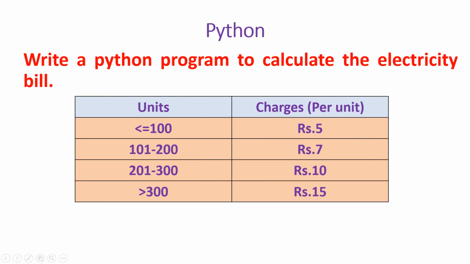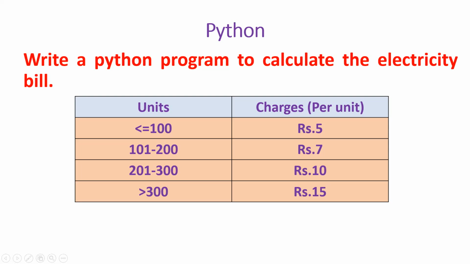We are going to write a Python program to calculate the electricity bill. The units and charges per unit are given below. Units less than or equal to 100: 5 rupees per unit. 101 to 200: 7 rupees. 201 to 300: 10 rupees. Greater than 300: 15 rupees.